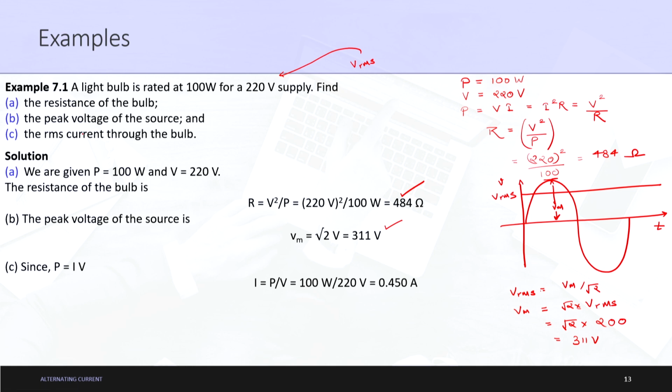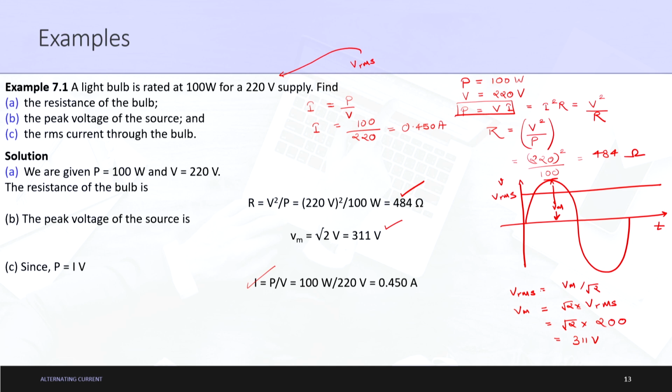The third question says: what is the RMS current through the bulb? Okay. So, RMS current can be directly found using this formula only. There is no other formula required here. So, what is capital I? Capital I is equal to P by V. We know the value of P, P is equal to 100, and capital V is equal to 220. Therefore, we obtain the value of capital I as 0.450 amperes. Simple mathematics. Finally, we obtain the value of RMS current as 0.45 amperes.